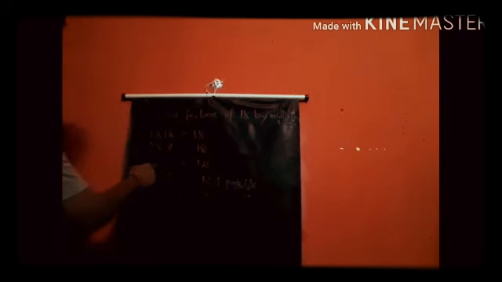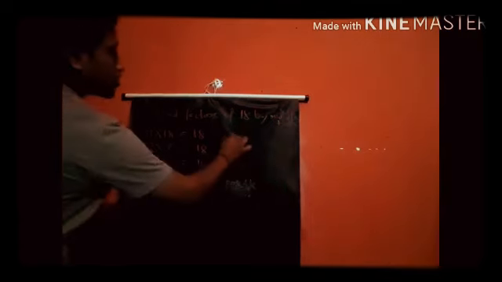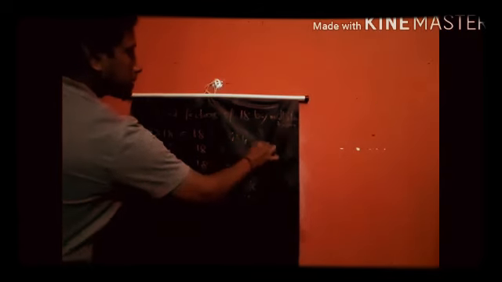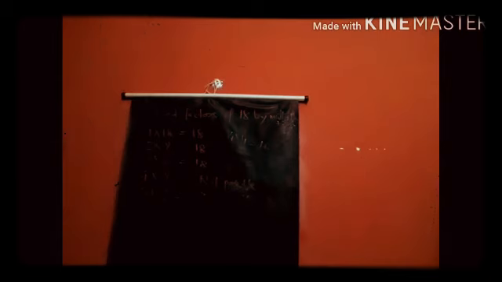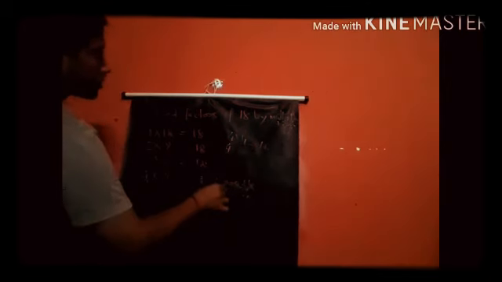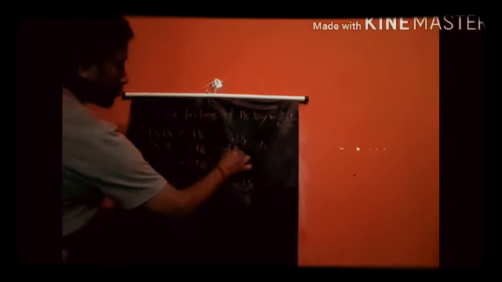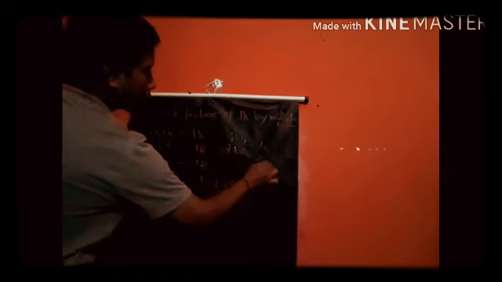Similar way, 3 into what will be 18? 3 into 6 will be 18. 4 into what will be 18? Here it is not possible, because suppose 4 into 4, it is 16, not coming. Suppose let us take one more digit greater, 4 into 5 is equal to 20, so it doesn't come to 18, so it is not possible. 5 into what number will be 18, this is also not possible.